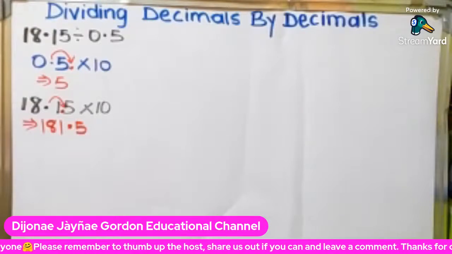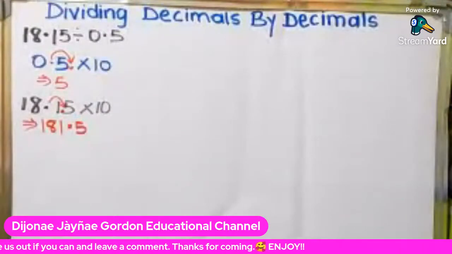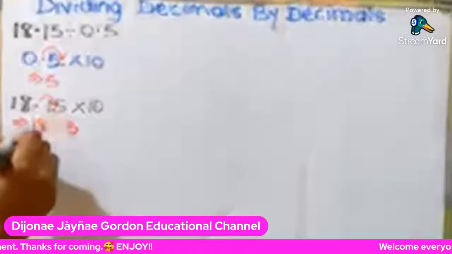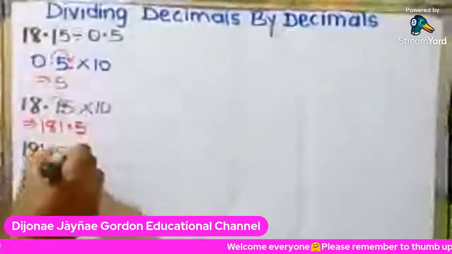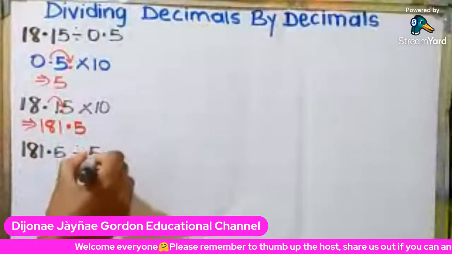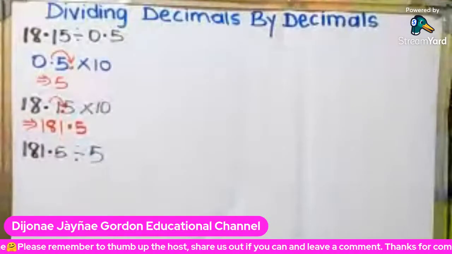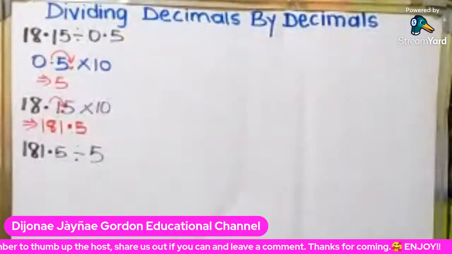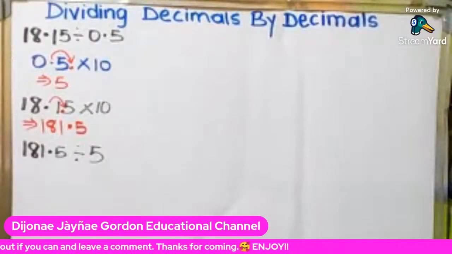All right, so let us go right ahead and let us work this problem. But before we work the problem, I am going to rewrite it so you see exactly what we are working with. So that is now going to be 181.5 divided by 5. All right, so let's go right ahead and set the problem out. That's the first thing we're going to do.